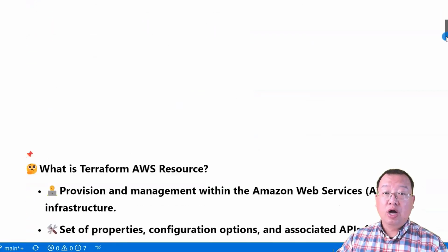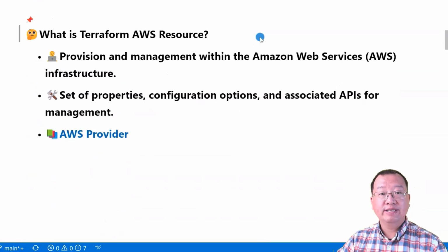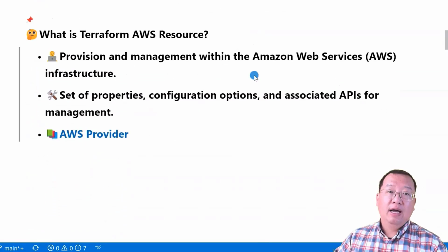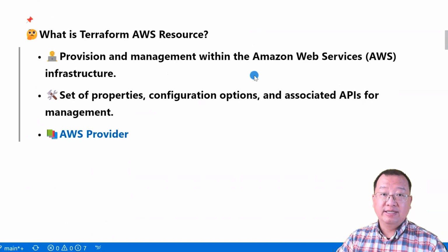Now let's move to our first topic. What is Terraform AWS Resource? An AWS resource is an entity that you can provision and manage within the Amazon Web Service infrastructure, like VPC, Subnet, Security Group, ECS, and much more.